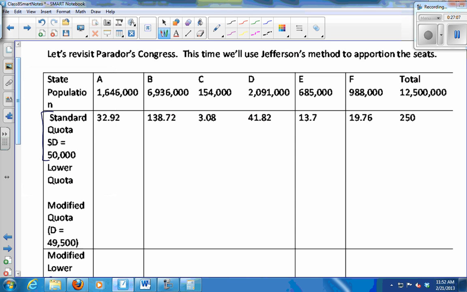We use the standard divisor to get the standard quotas. When we do the lower quotas, we round down: 32, 138, 3, 41, 13, 19. And when we add those up, what do we get? 246, which is too small. We are hoping that once we round everything down, we'll get exactly 250, so that we won't have any extras that we have to give out. It's a trial and error process, yes.